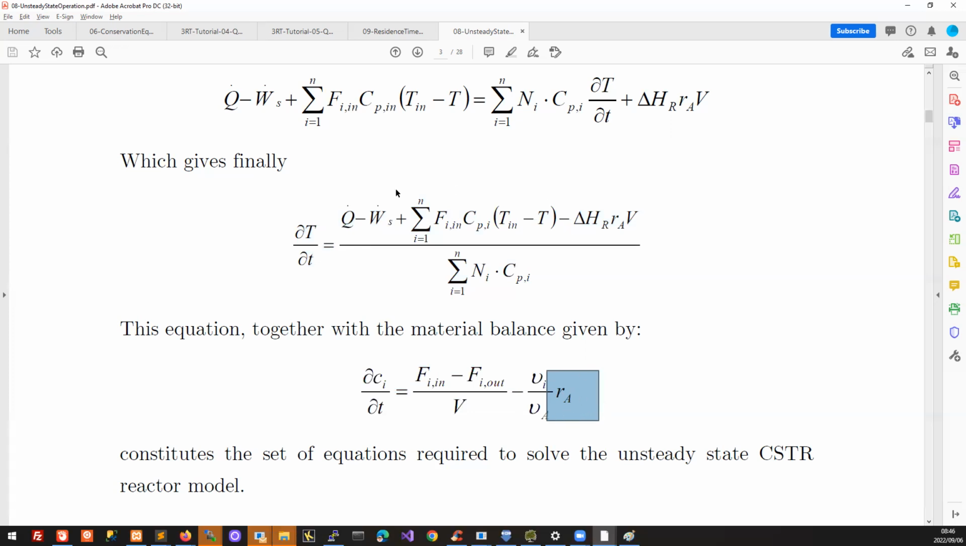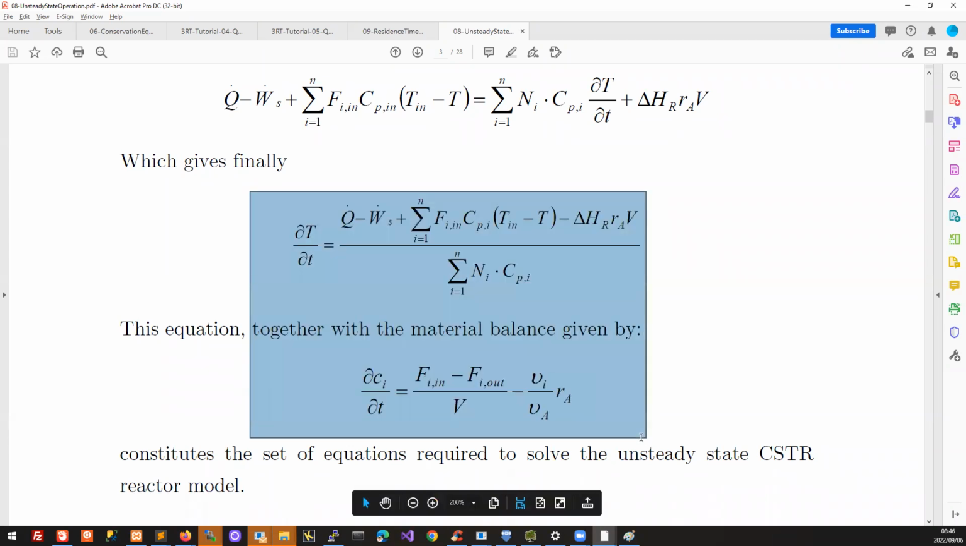If we didn't have this energy balance, we would not know how to evaluate this reaction rate, right? Behind this reaction rate is the kinetic rate constant, and that rate constant depends on the temperature. So we have to solve these two equations simultaneously. For every instant in time, you have a new temperature. You can use that temperature to recalculate your kinetic rate constant and hence your reaction rate.